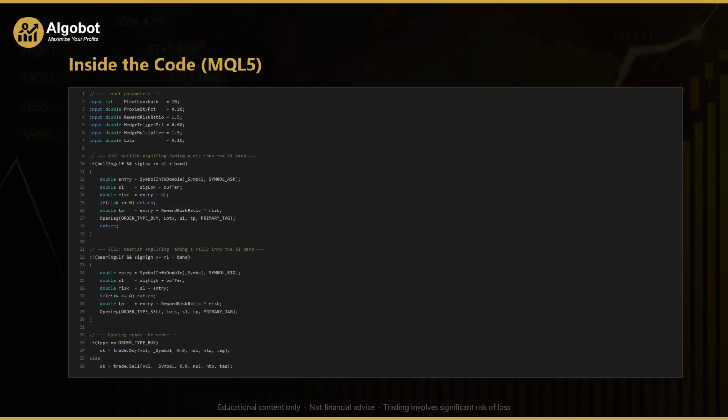Finally, the open leg helper at the bottom is where the order is actually sent. If the type is a buy, it calls trade.buy with the volume, stop, and target. Otherwise, it calls trade.sell. Both sides share that one clean routine.